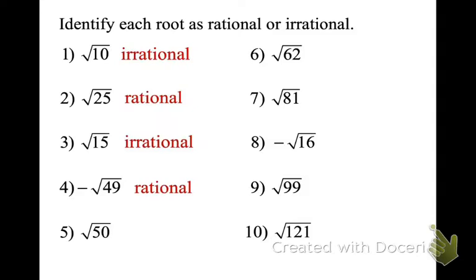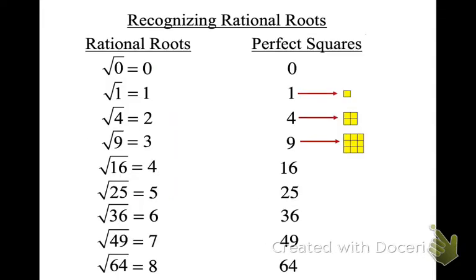Anyways, pause the recording and let's look at the next few, and see if you can categorize these into rational versus irrational roots. All right, let's check our work. Square root of 50 would be considered irrational because it's not a perfect square.